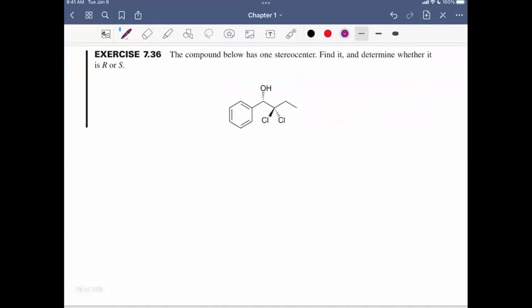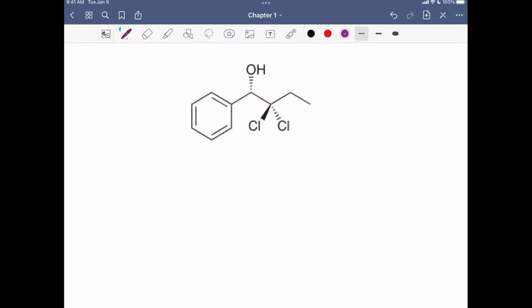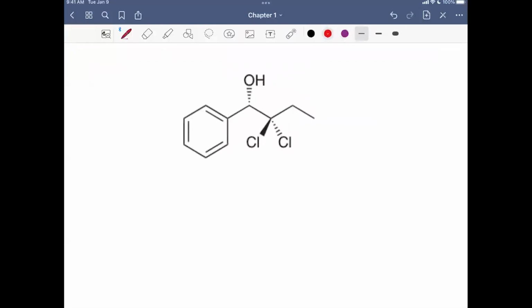Let's try this. It asks us, the compound below has 1 stereocenter. Find it and determine whether it is R versus S. This question could throw you off because we have this going on right here, and it has a wedge and a dash. So you might be tempted to think that that is a chiral center, but you have to remember the definition of a chiral center: 4 distinct groups attached to a carbon. We have 2 chlorines on this carbon, so that cannot be a chiral center. So don't be tricked by that.